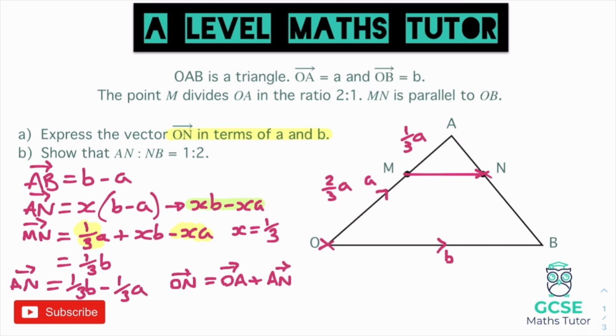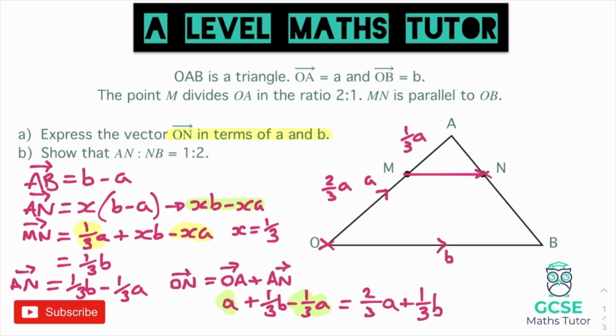O to A is just the letter A, so that one is going to be A, and we're going to add to that A to N, which we've just worked out, and A to N is 1/3 B minus 1/3 A. There we go. And if we simplify all of that, we've got the A and minus 1/3 A, and that is going to go down to 2/3 A, which we can write first. So 2/3 A, and then we also have the 1/3 B, that's positive 1/3 B, so plus 1/3 B.